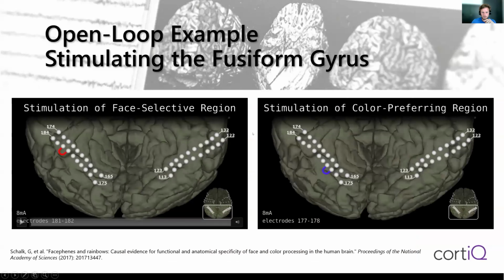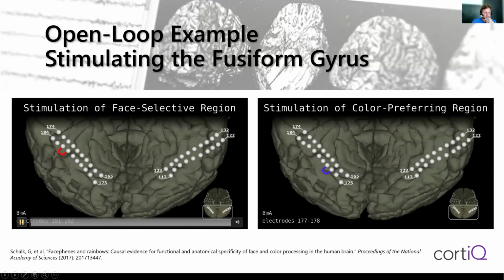Another example, which was more research related and is published in a nice paper by Gavin Schalk and Christoph Kopeller and other researchers, was the stimulation of the fusiform gyrus, which is responsible for shape and color and face recognition during visual processing. So here you can see the view of the temporal base of the brain, from below the bottom, and implanted electrodes. And here, when stimulating those electrodes, this is a face selective region.